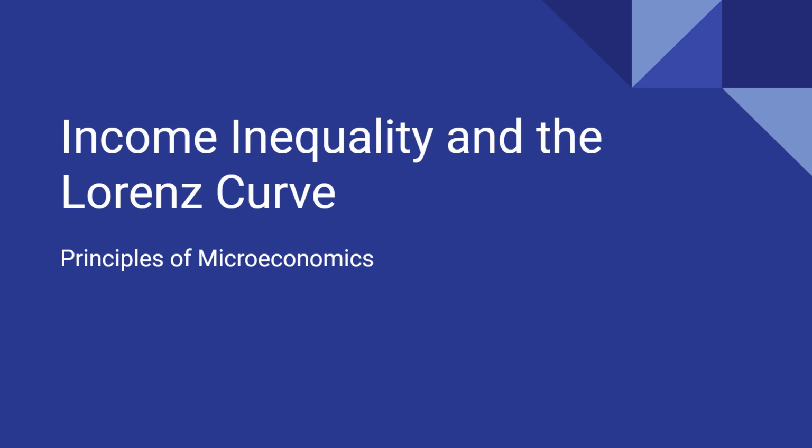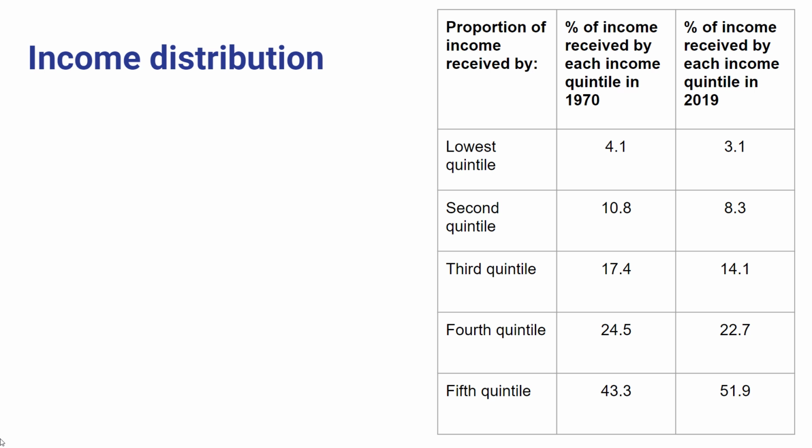In this video, we're going to talk about income inequality and how we can use a Lorenz curve to represent that. This table captures the distribution of incomes in the U.S. in 1970 and again in 2019.